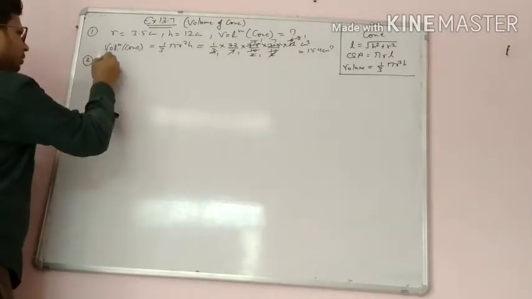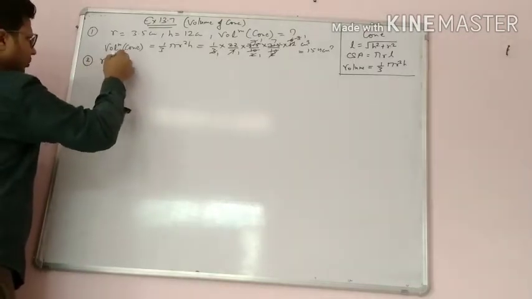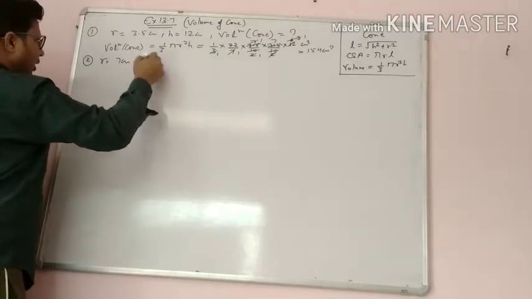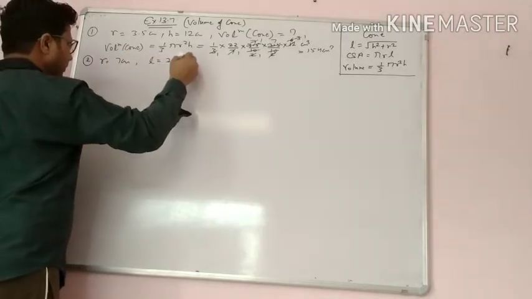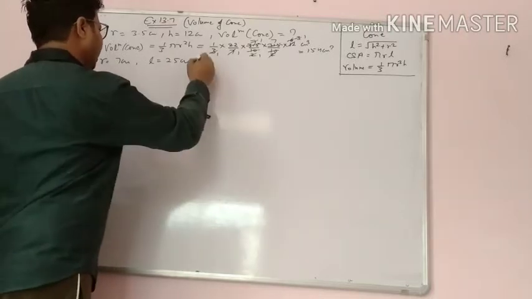r is given here, 7 centimeter, l is given here, 25 centimeter. We have to find out the volume.